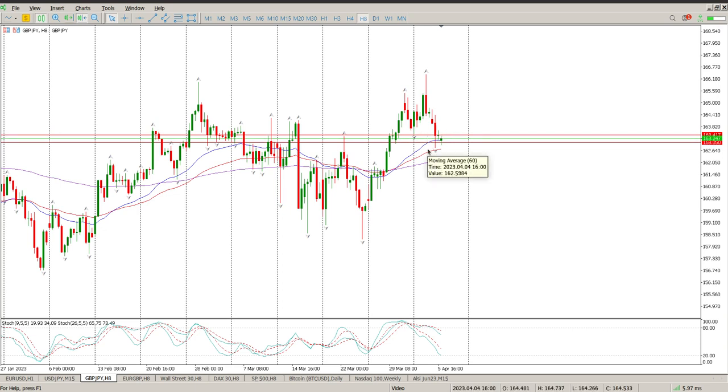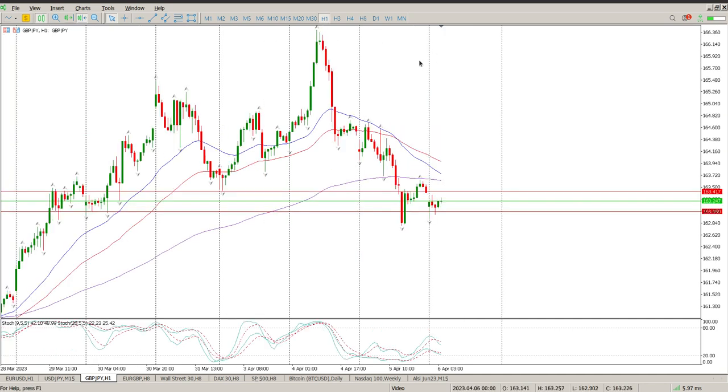I mean, price action yesterday was all over the place. Lots of traps everywhere. I think lots of people got caught with stops being taken. I was one of them as well. But nevertheless, that's how it goes.